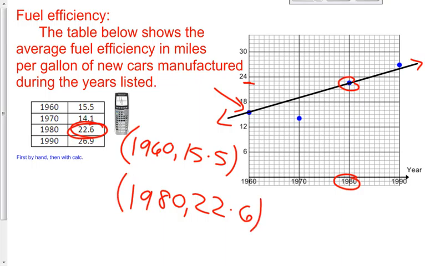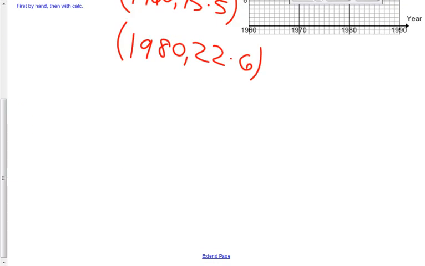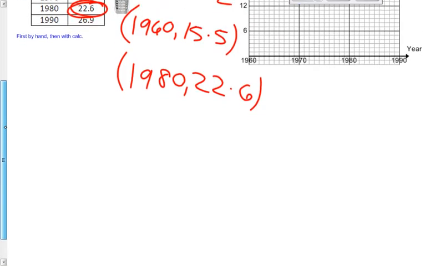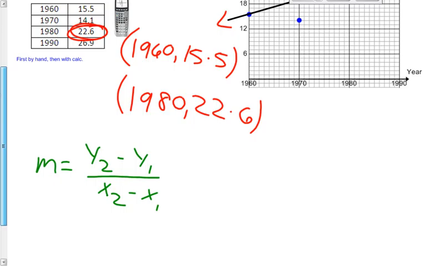All right, once you have these 2 points, you want to get the equation of this line in y equals mx plus b form. So the first thing you have to do is find the slope, because the slope is going to help you put it into point slope form. So my slope, m, equals y2 minus y1 over x2 minus x1. So let's just call one of these x1, y1. Let's call the other one x2, y2.